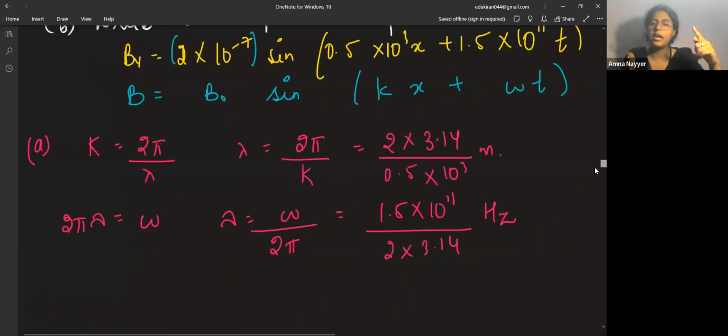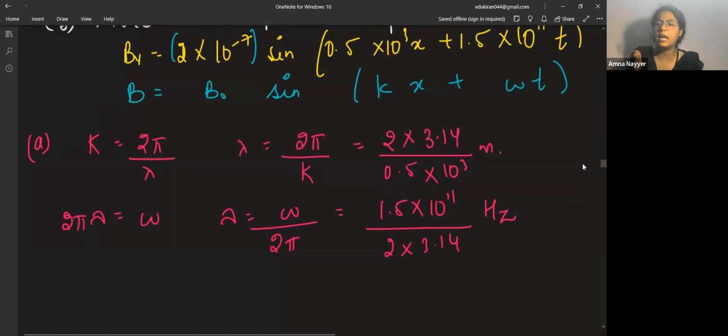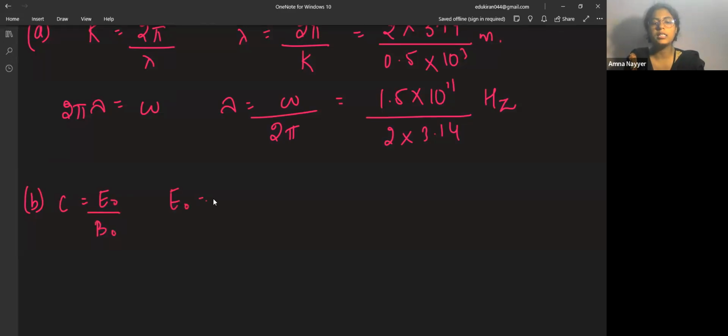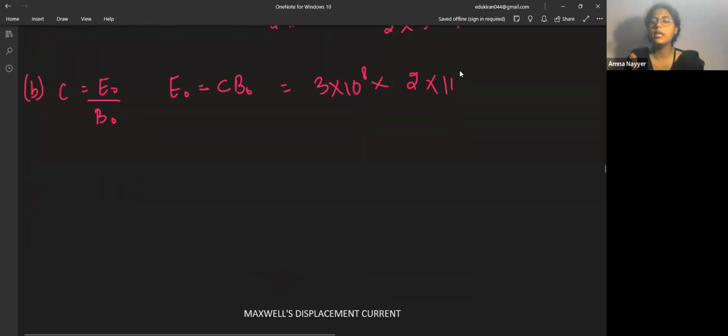All right, now when it says expression for electric field, the only difference is the magnitude. Again, C is equal to E naught divided by B naught. So E naught is equal to C multiplied by B naught. 3 into 10 to the power 8 multiplied by 2 into 10 to the power minus 7. So this becomes 6 into 10, 60.